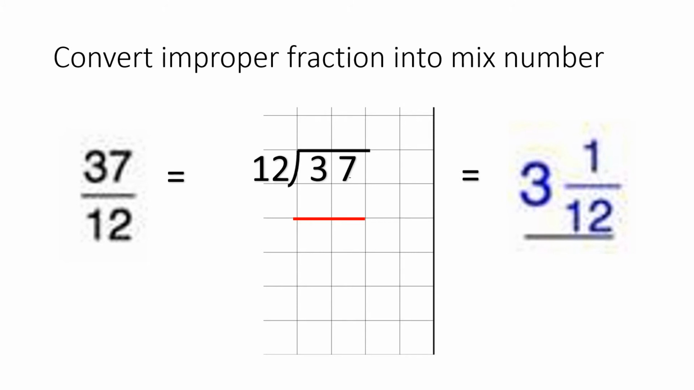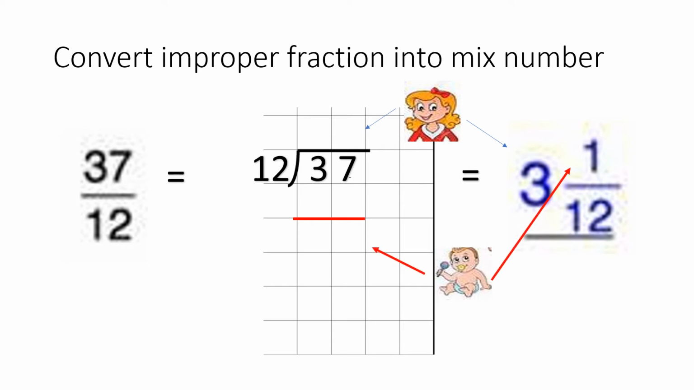Next, we have 37 over 12. And how do we get 3 1 over 12? Whole number is the one on top. Numerator is the one below. And 12 is the divisor which remain unchanged. So 37 divided by 12.